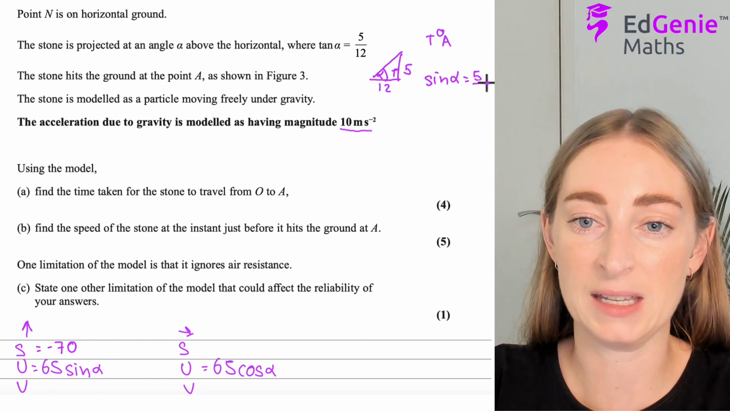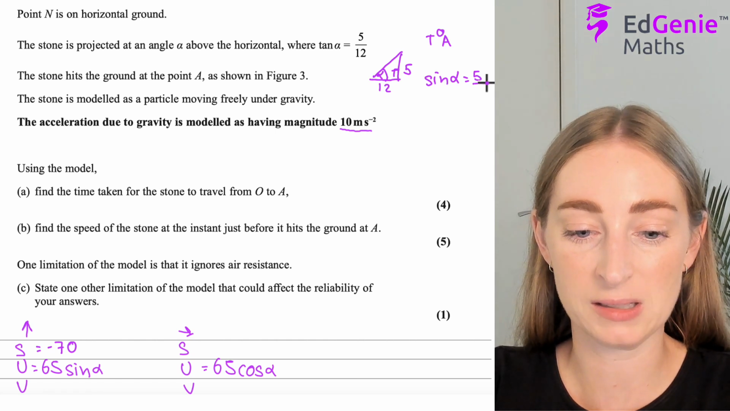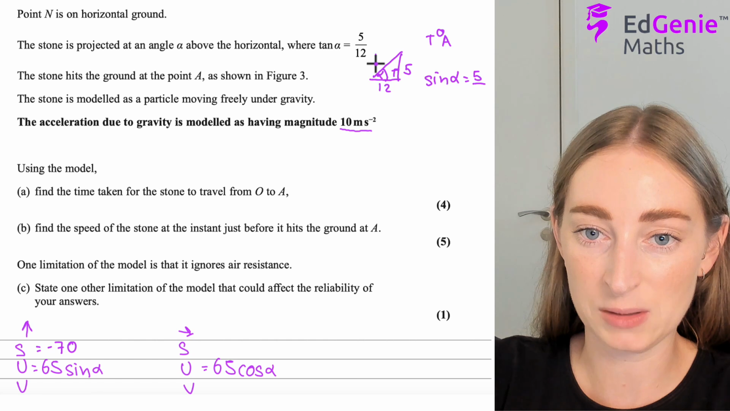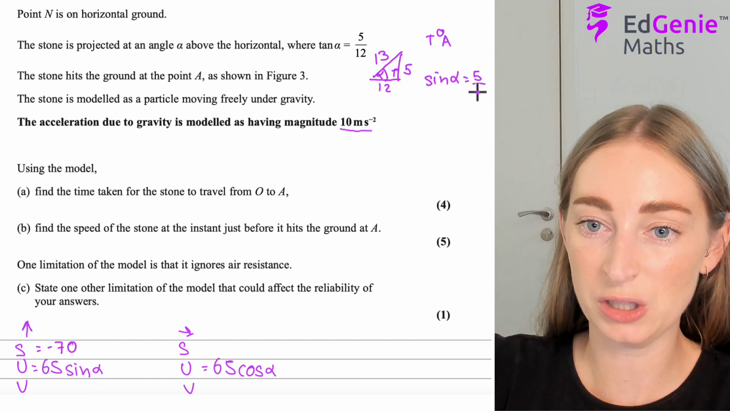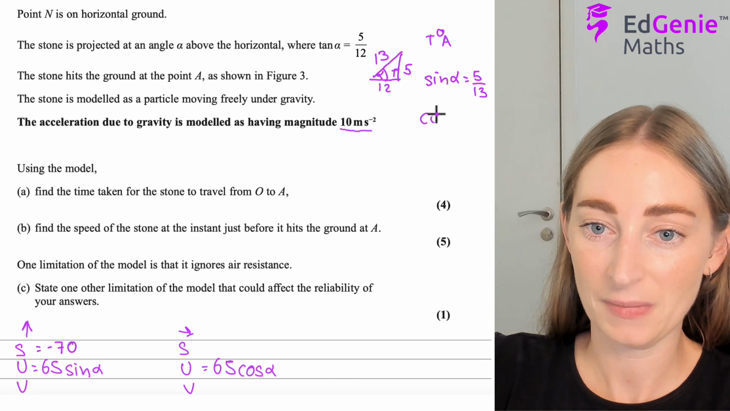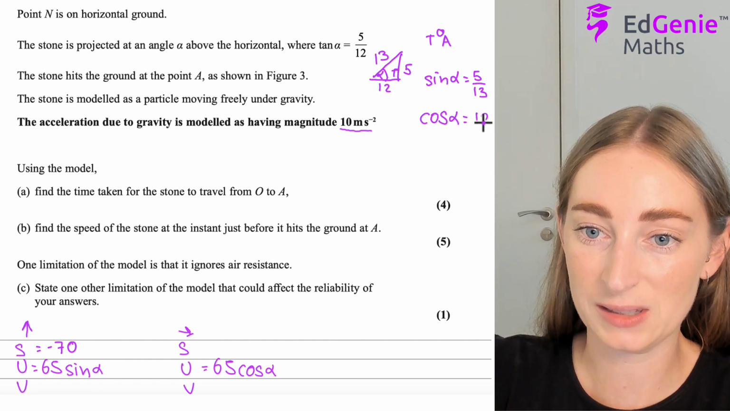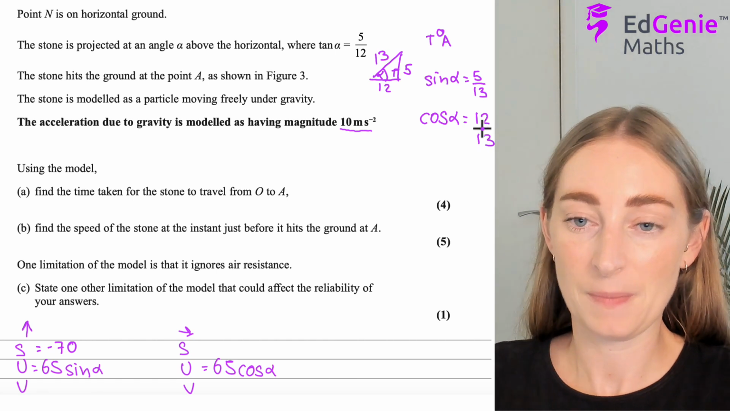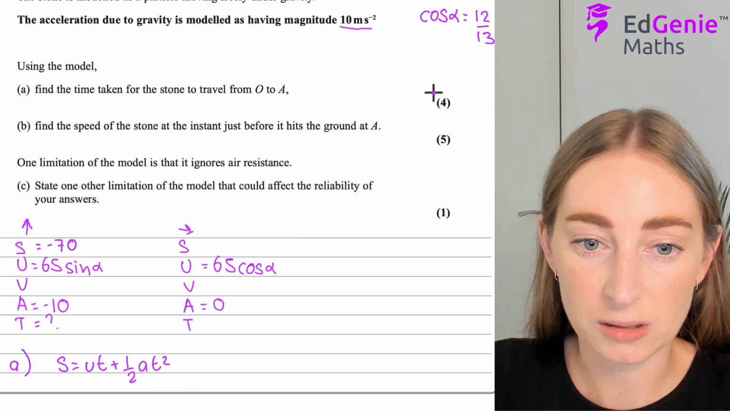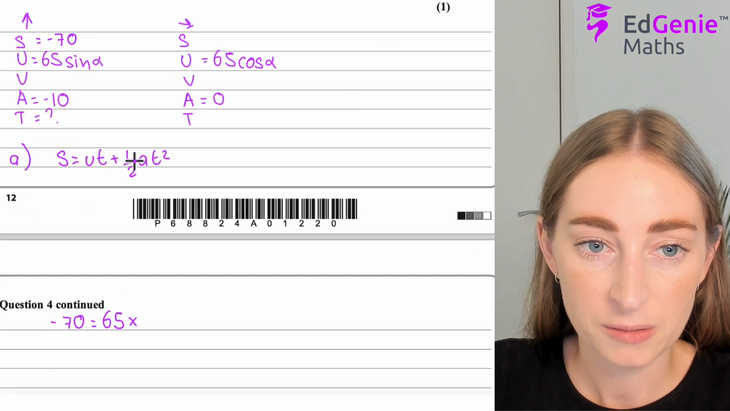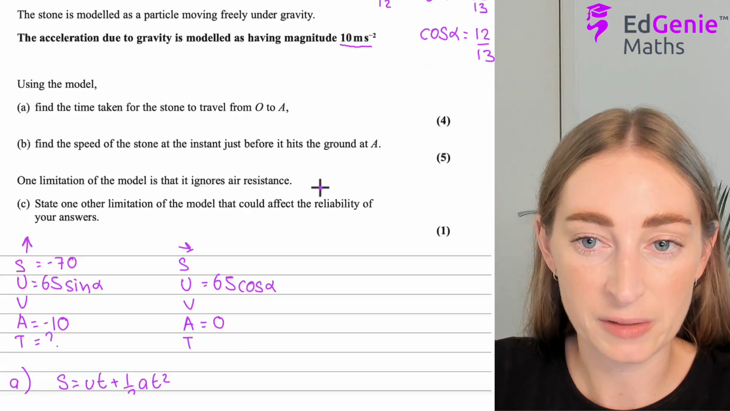So let's work out what that is. So I'm just going to do the square root of 12 squared plus 5 squared. So that gives me 13. So sine is opposite over hypotenuse, and cos is adjacent over hypotenuse. We don't know if we need that yet, but well, we do actually. We definitely do. We need the sine one now, which is 5 over 13.